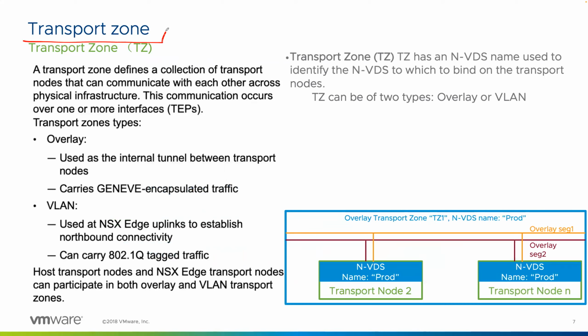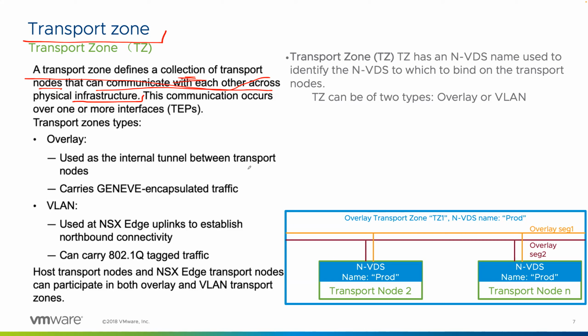Here we have a term named TZ. TZ is a collection or a group. A TZ defines a collection of transport nodes that communicate with each other across physical infrastructure.